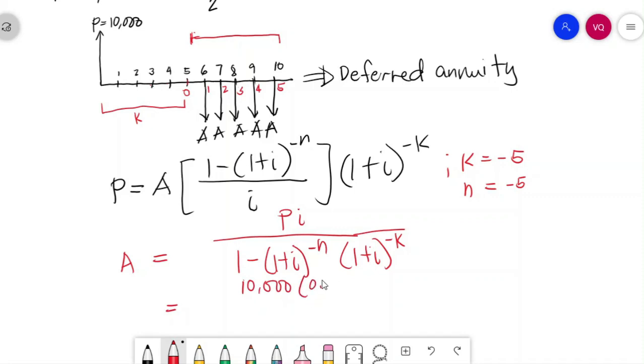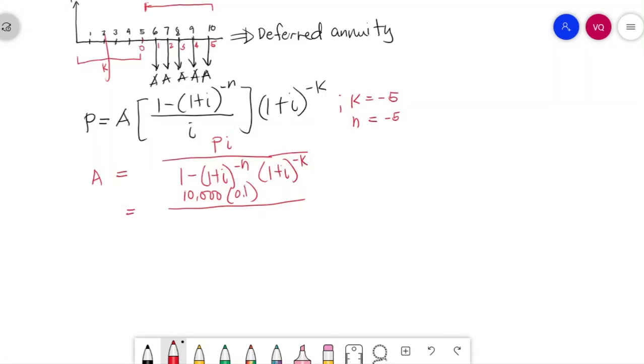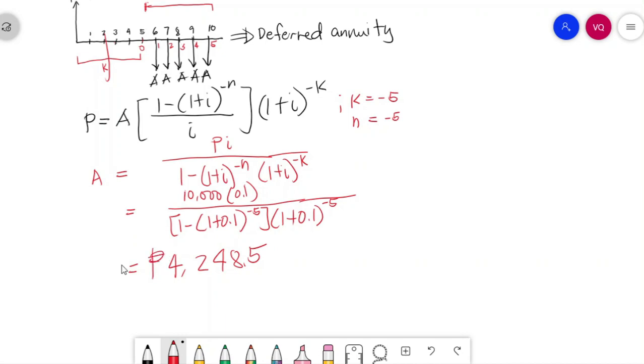So, it is equal to 10,000 times 0.1 all over 1 minus 1 plus 0.1 raised to negative 5 times 1 plus 0.1 raised to negative 5. So that is equal to 4,248.5 pesos. So this will be the value of our equal payments for this annuity. Now we will plot the amortization schedule.